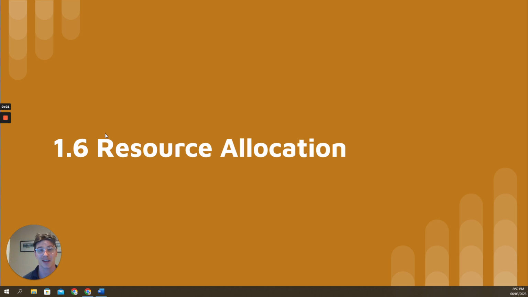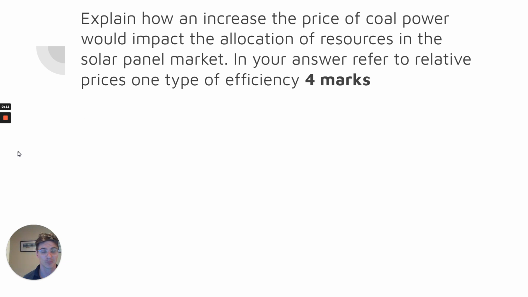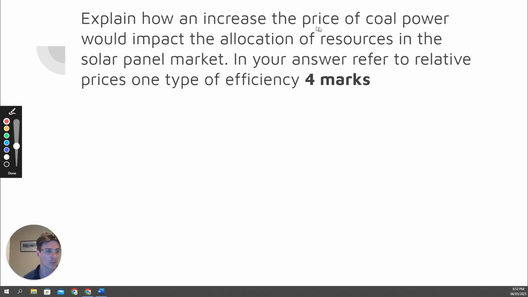Hey everyone, so let's look at a question on resource allocation, which is a very standard exam question and a very standard microeconomics SAC question. So the question says, explain how an increase in the price of solar power would impact the allocation of resources in the solar panel market.